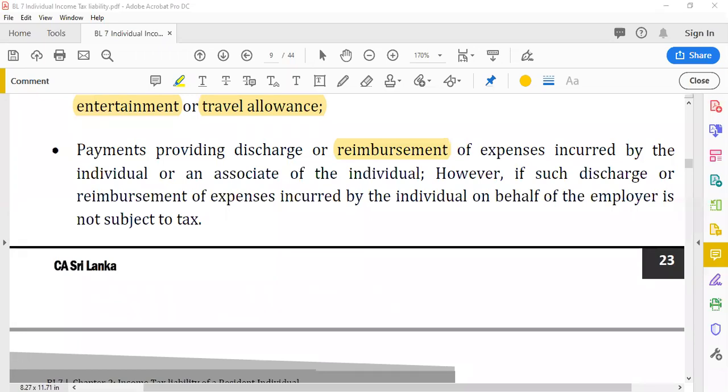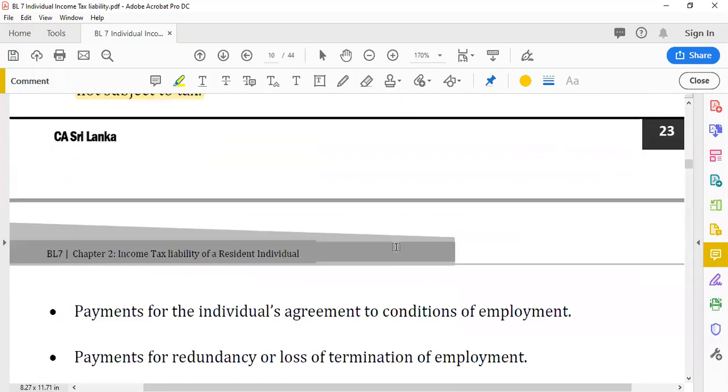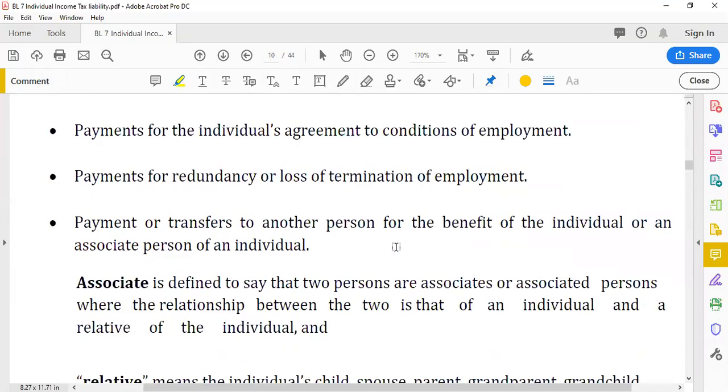It is not income. Who says? Sivasankar says, yeah, MS12, yeah. We cannot treat this reimbursement as income, right? Reimbursement of expenses incurred by an individual on behalf of the employer is not subject to tax, right? The manager has spent that 10,000 on behalf of the employer. Therefore, we cannot treat that 10,000 as income to the manager.